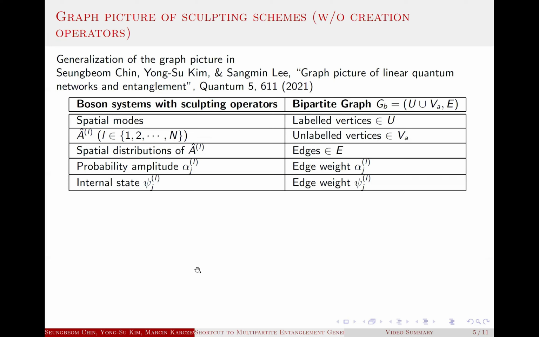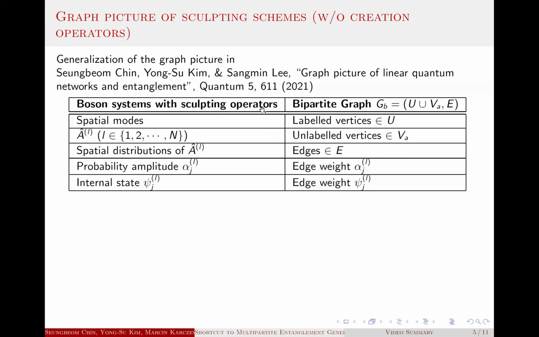Now we map the elements of sculpting operators into graph elements. Well, actually, we can consider a more general dictionary of mapping the multi-boson systems into graphs, including creation operators. You can find the full dictionary in the supplementary information of the paper. It is a generalization of the graph picture introduced in this paper published in 2021.